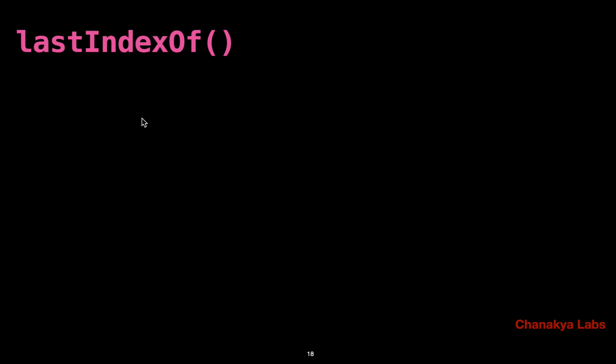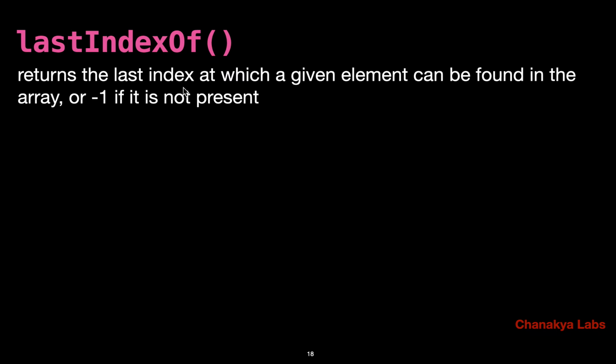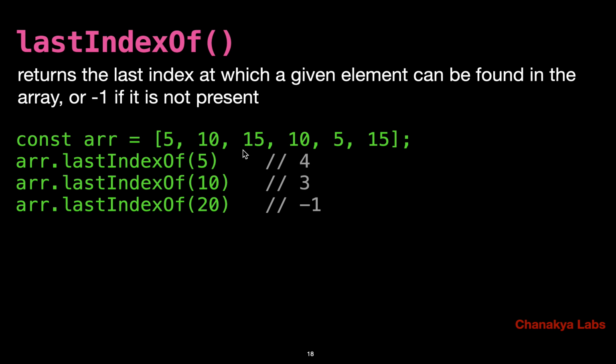Anyways, first index we saw, exactly the same for last index. If one single value is there, then obviously first and last index will be the same. But if there are multiple values, say I'm trying to find 5, and 5 is here also, 5 is here also, then indexOf will return this index, and lastIndexOf will return the index for this element.